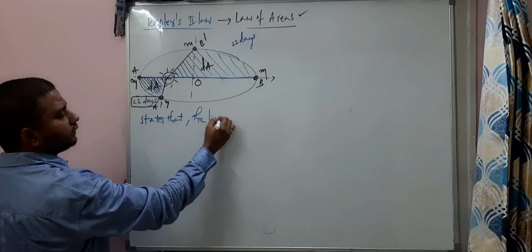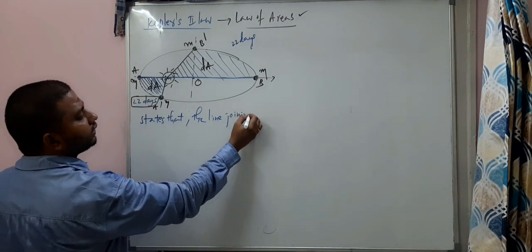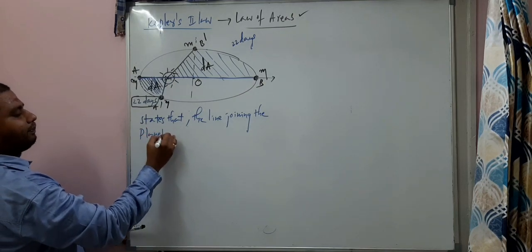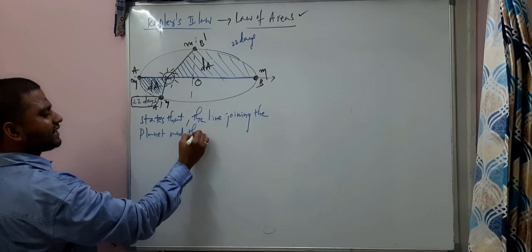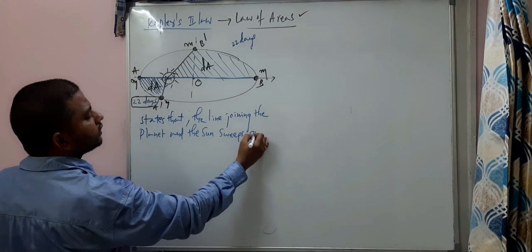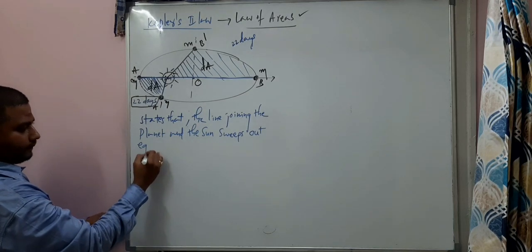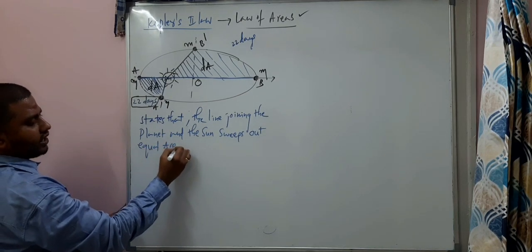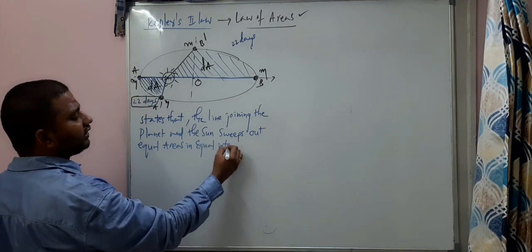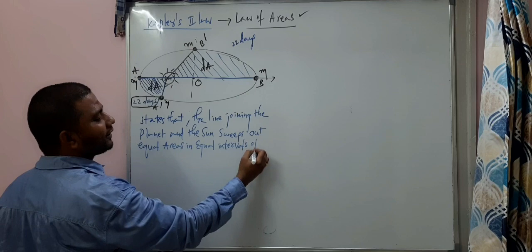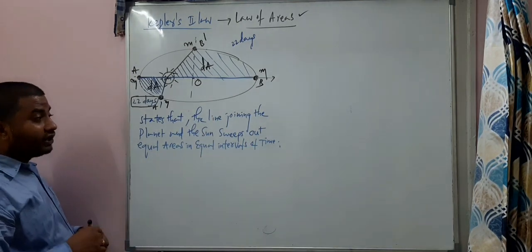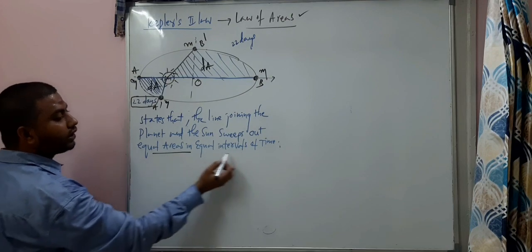the line joining the planet and the sun sweeps out equal areas in equal intervals of time. Equal areas in equal intervals of time.